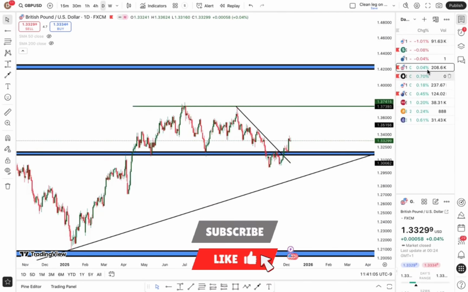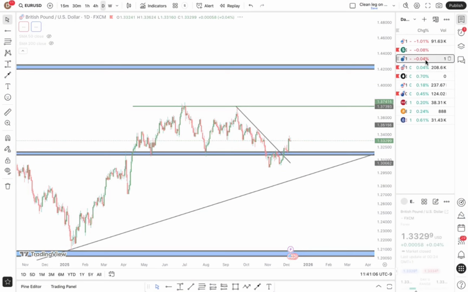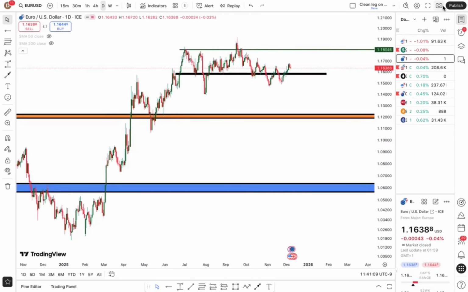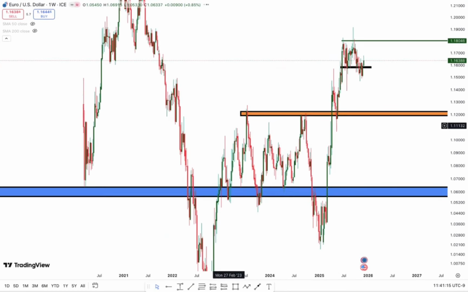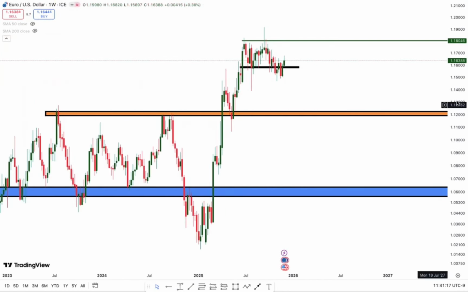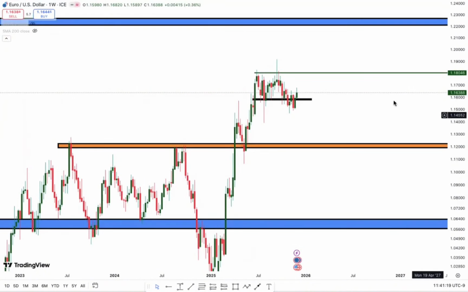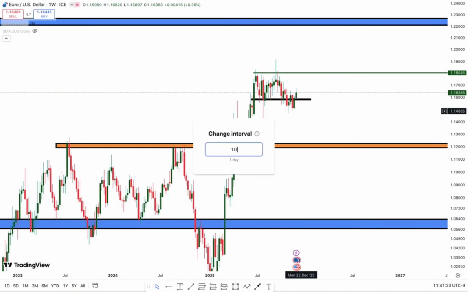Now, the next pair on our list will be the euro dollar. Euro dollar also has a very, very similar setup. Again, similar higher highs and higher lows, like so. And if you look at the weekly time frame, that is exactly what's happening. We had a fake out again, double top here, but it fails to sustain. It wasn't sustained.